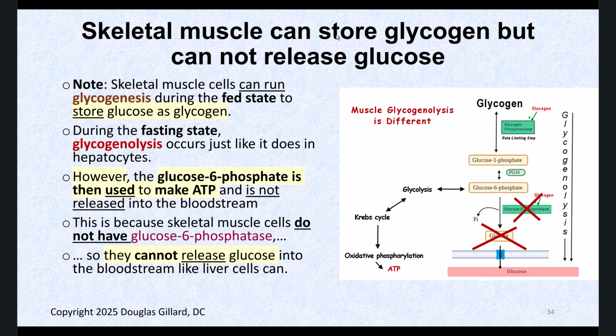Just a note again about skeletal muscle. We already said this, but skeletal muscle can run glycogenesis during the fed state and store glycogen. And then they can do glycogenolysis, but they can't release it to the body. They get stuck at glucose 6-phosphate. And the glucose 6-phosphate will just run through glycolysis and then through the Krebs cycle and then into the electron transport chain. How come? Because skeletal muscle cells do not have the main taser, glucose 6-phosphatase.